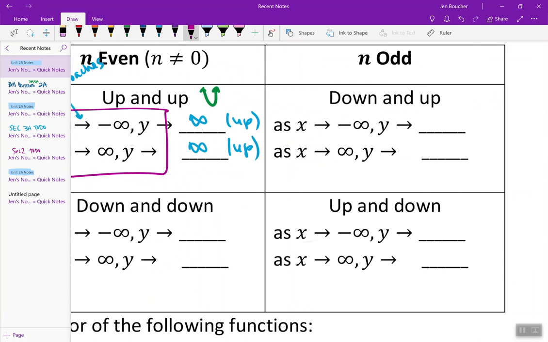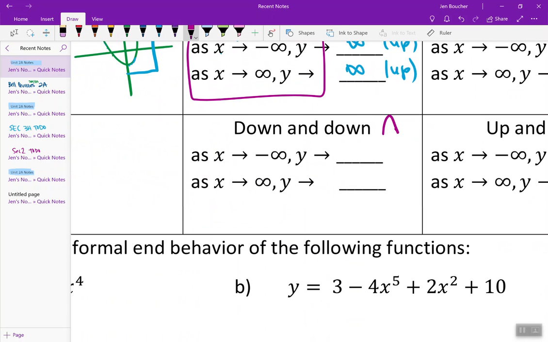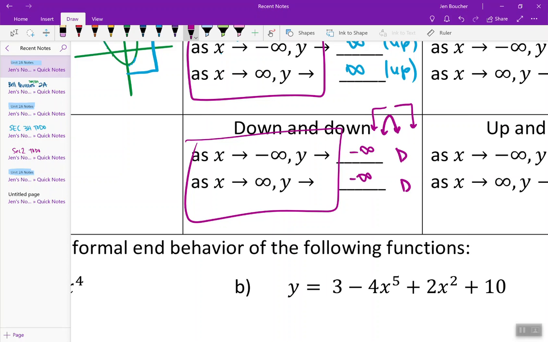So let's look at a down and down. So the shape would look like this. So it's going to match your down and down. Again, those are the same. So as x approaches negative infinity, so as x is going this way, y is doing what? Going to negative infinity. As x goes to positive infinity, y is going where? To negative infinity again.